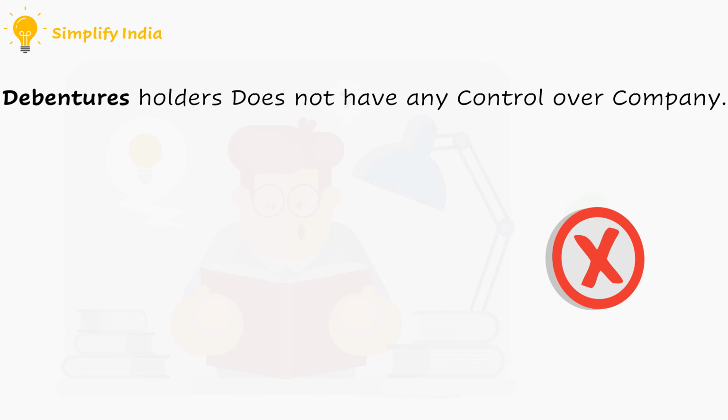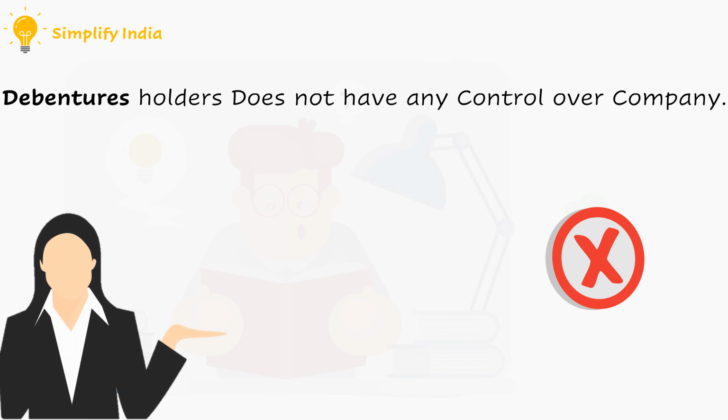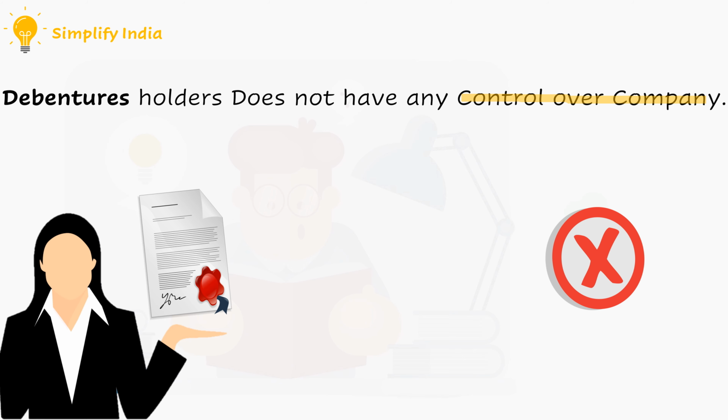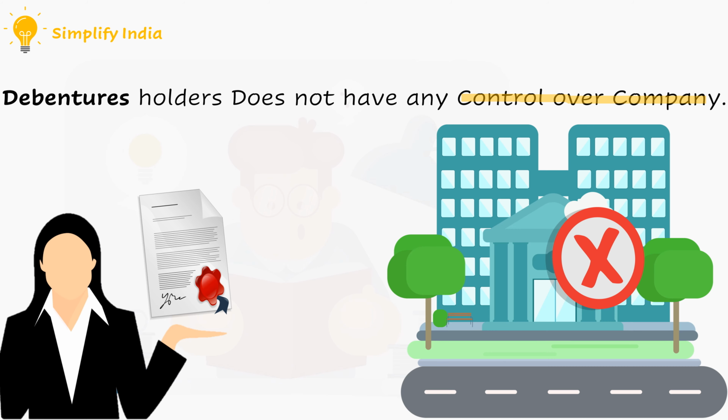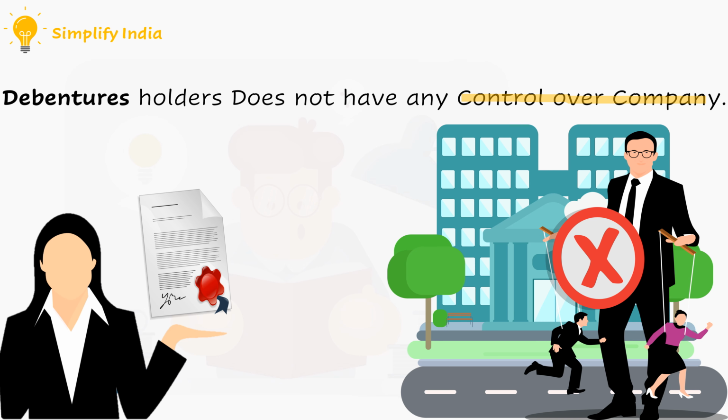Next, debenture holders do not have any control over the company. Here, control means voting power. The equity shareholders, who are the owners of the company, enjoy the voting power in the company, whereas the debenture holders are just the creditors of the company and do not enjoy any control over the company.